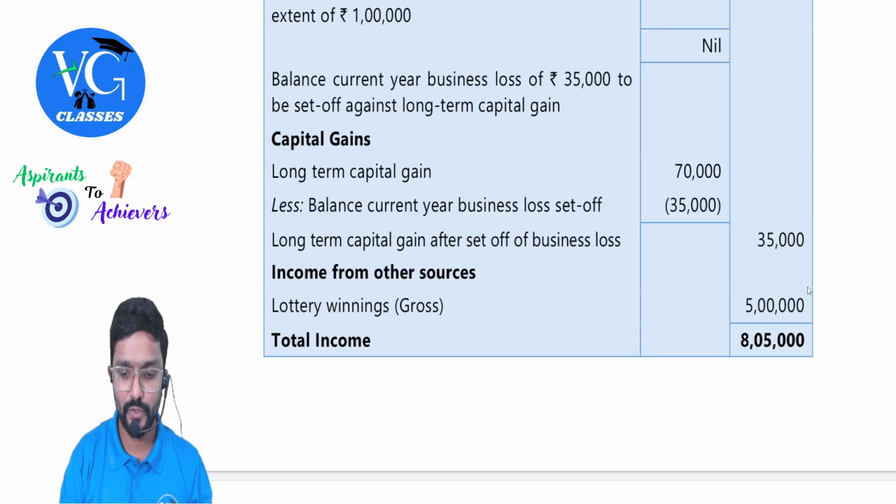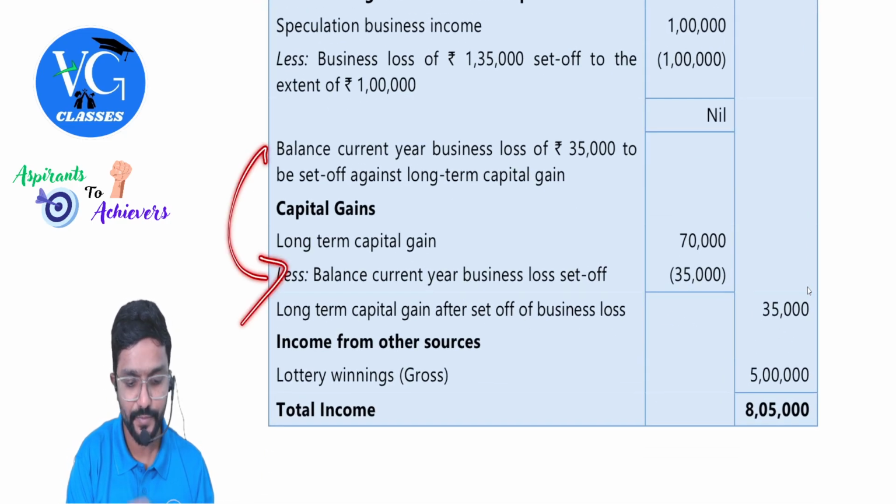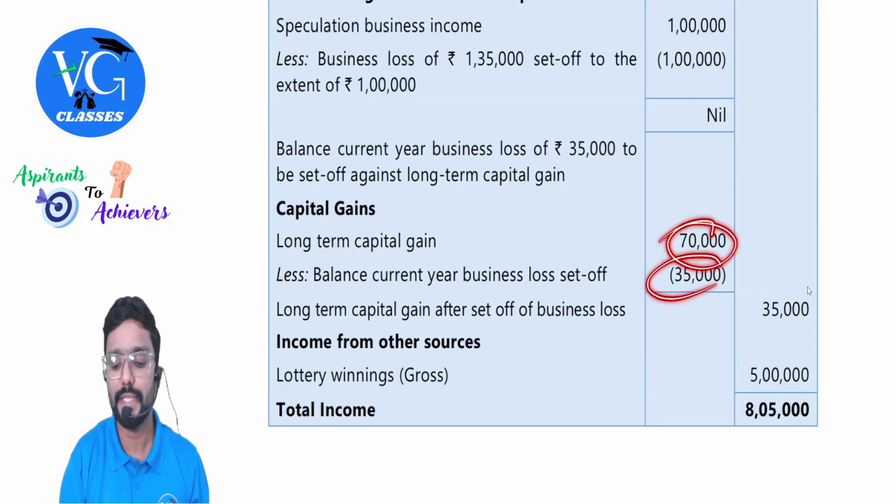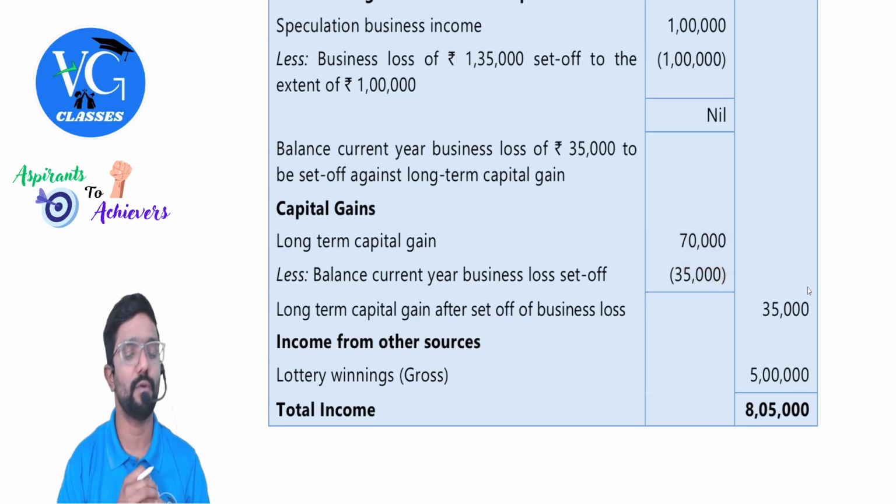Okay. So remaining 35, we are adjusting it here. So 70 minus 35. What is the net figure? 35. Take it to the outer column.